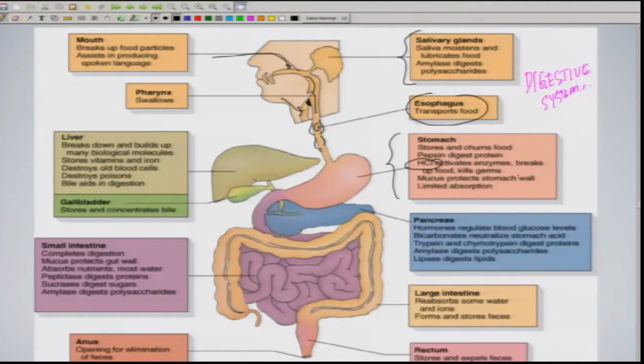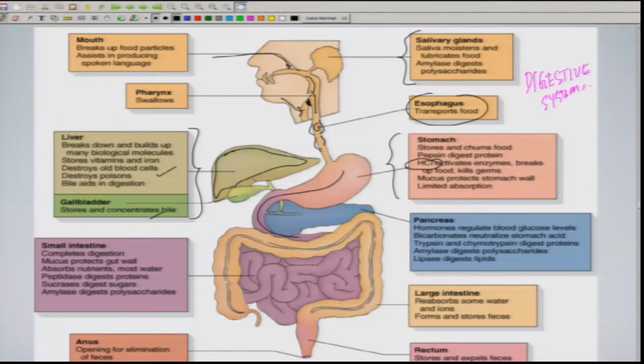Mucus protects the stomach wall, with limited absorption. From here, the food moves along, while on the side you have the liver, which helps in the breakdown and buildup of many biological molecules, stores vitamins and iron, destroys old blood cells and destroys poison. So the liver is kind of a purifying agent. Then you have the gallbladder, which stores and concentrates bile.